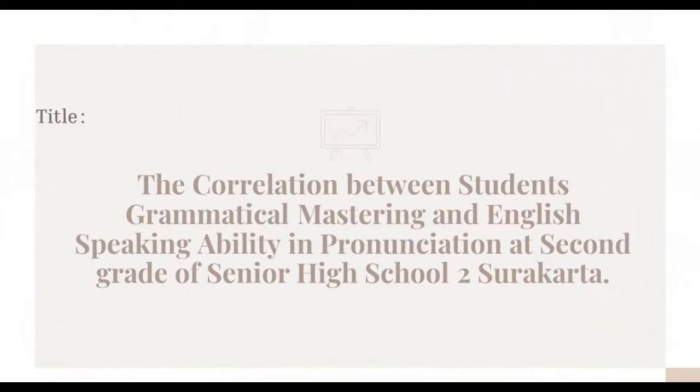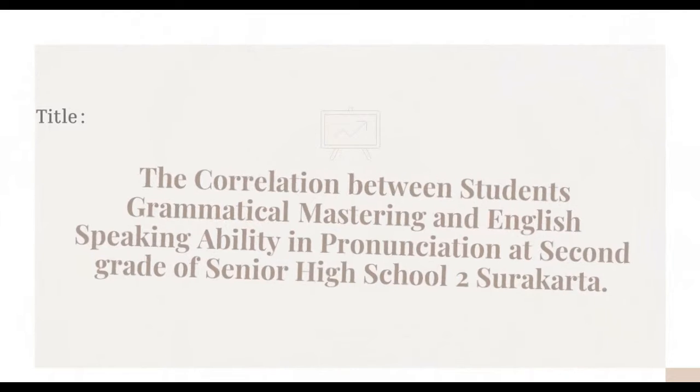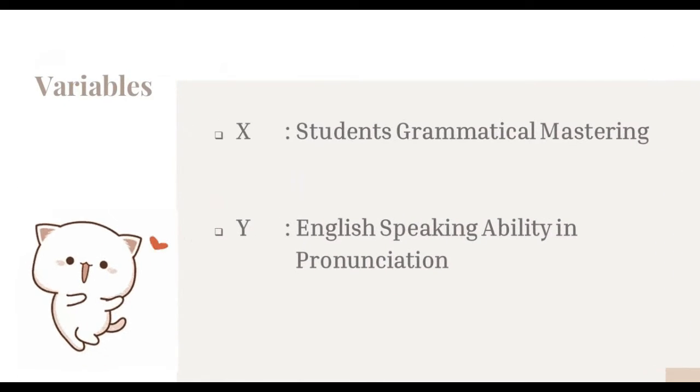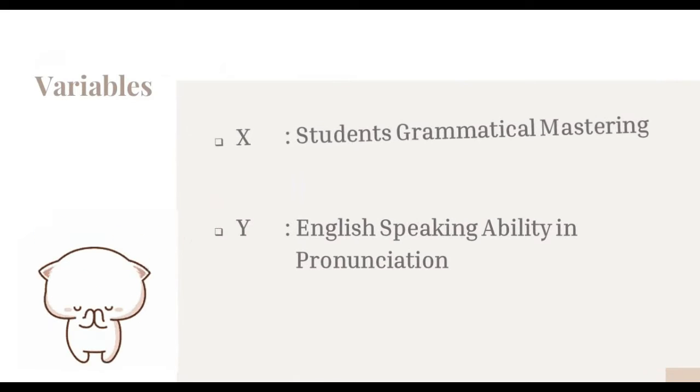The title that I have chosen is The Correlation Between Student Grammatical Mastering and English Speaking Ability in Pronunciation at Second Grade of Senior High School 2, Surakarta. And variables. There are two kinds of variable. The first one is variable X, student grammatical mastering, and the second one is variable Y, English Speaking Ability in Pronunciation.